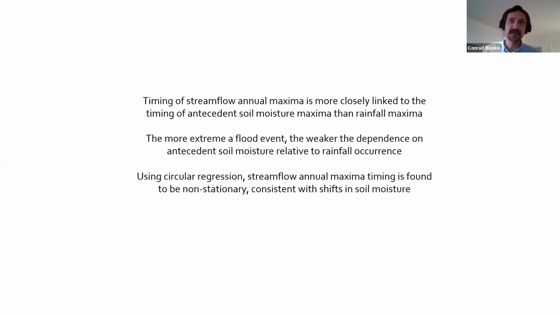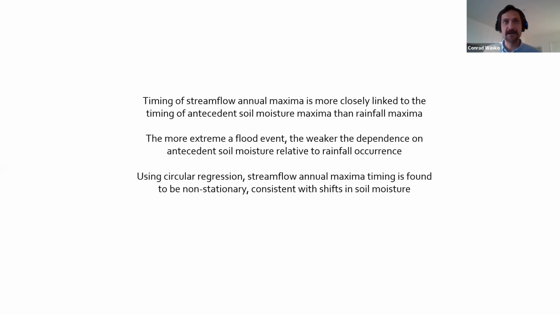And using circular regression, stream flow annual maximum timing is found to be non-stationary. Although it wasn't significant, we definitely found regional coherence. Maybe if we pulled our data together regionally, we would have found statistically significant trends. And it looks like those shifts are consistent with the shifts in soil moisture.